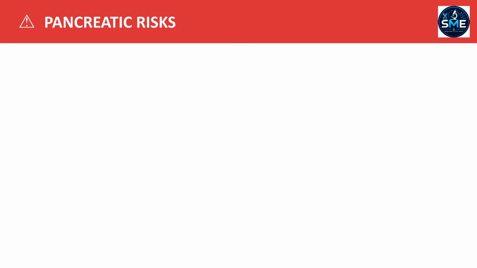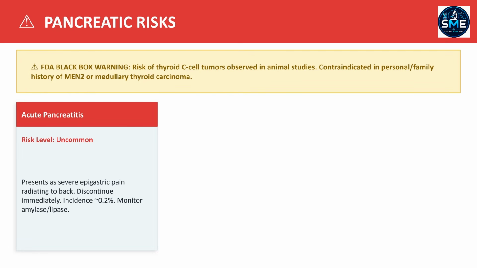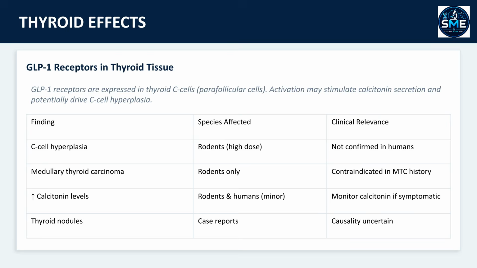Ozempic carries an FDA black box warning regarding the risk of thyroid C-cell tumors observed in animal studies. It is contraindicated in patients with a history of medullary thyroid carcinoma. Pancreatic risks include uncommon acute pancreatitis and a rare but uncertain long-term risk of chronic pancreatitis.